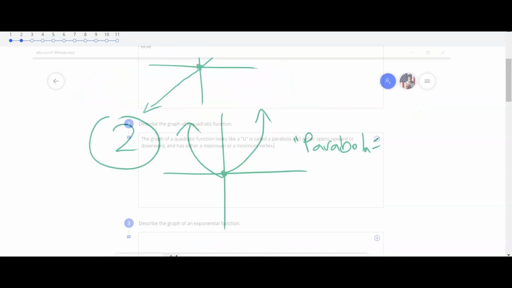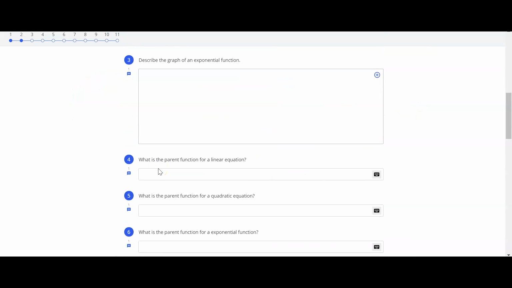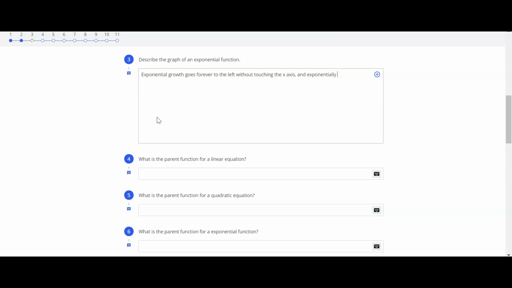All right. Number 3, describe the graph of an exponential function. Okay, it depends if it's exponential growth or decay. Exponential growth goes forever to the left without touching the x-axis and exponentially increases.